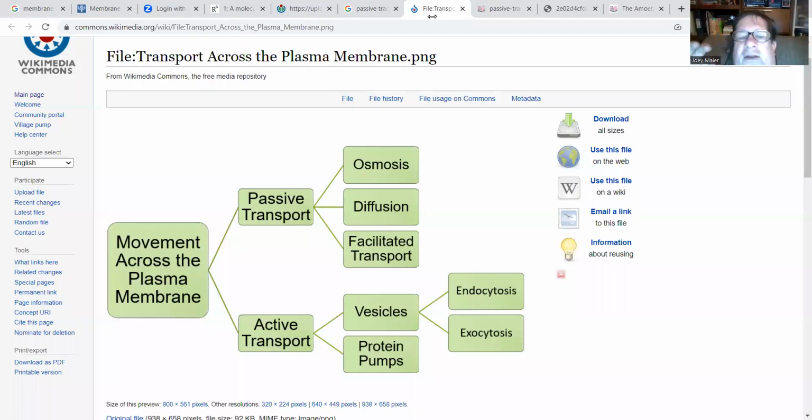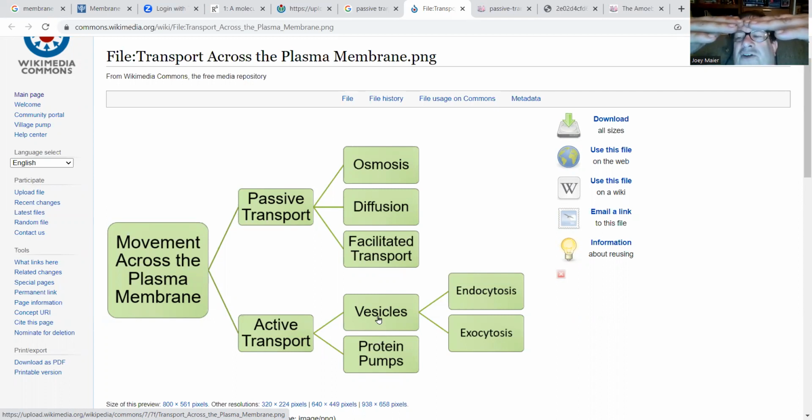Now if you look back here, oh, let's see that. There we go. You'll see that in active transport, you could have protein pumps like we just talked about, the sodium potassium pump. You could also have vesicles for active transport. But what we mean by that is if you're doing endocytosis or exocytosis, you are moving big pieces of the membrane.